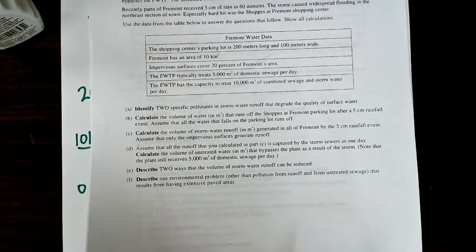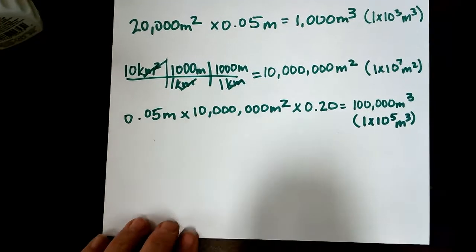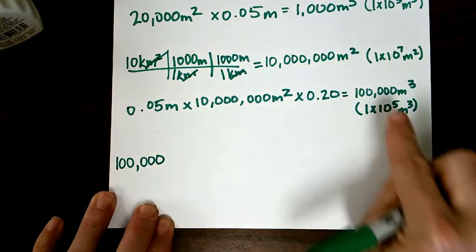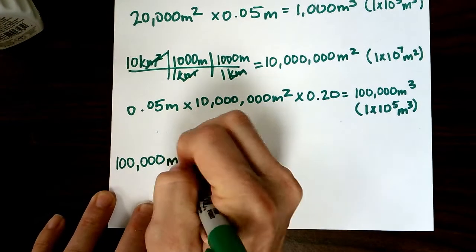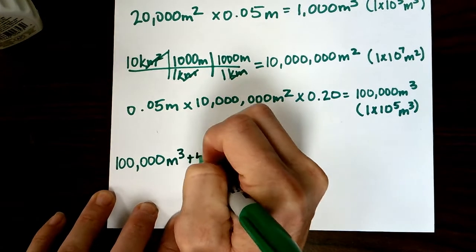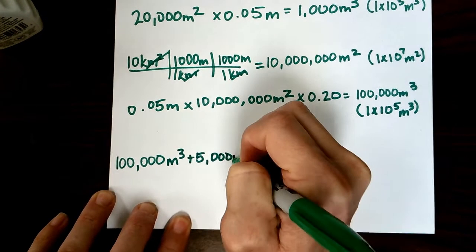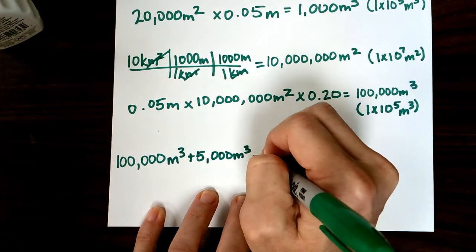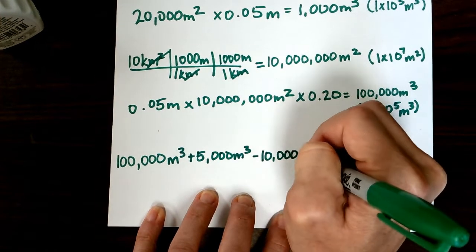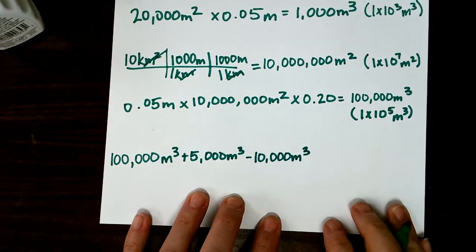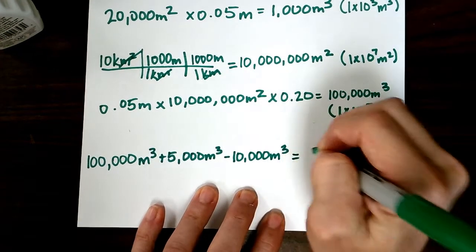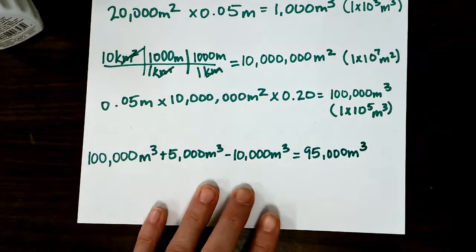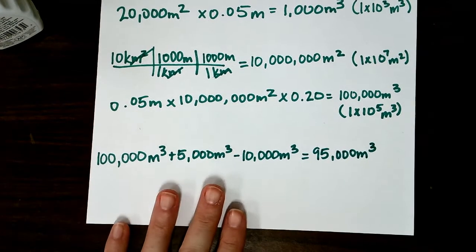So, first thing I'm going to do is see how much water total is going to need to be treated. So I got 100,000 cubic meters from part C, plus the 5,000 it says is received for the day, minus how much the plant can process, which is 10,000 cubic meters in a day. So that means 95,000 cubic meters of stormwater are going to be left untreated as runoff.